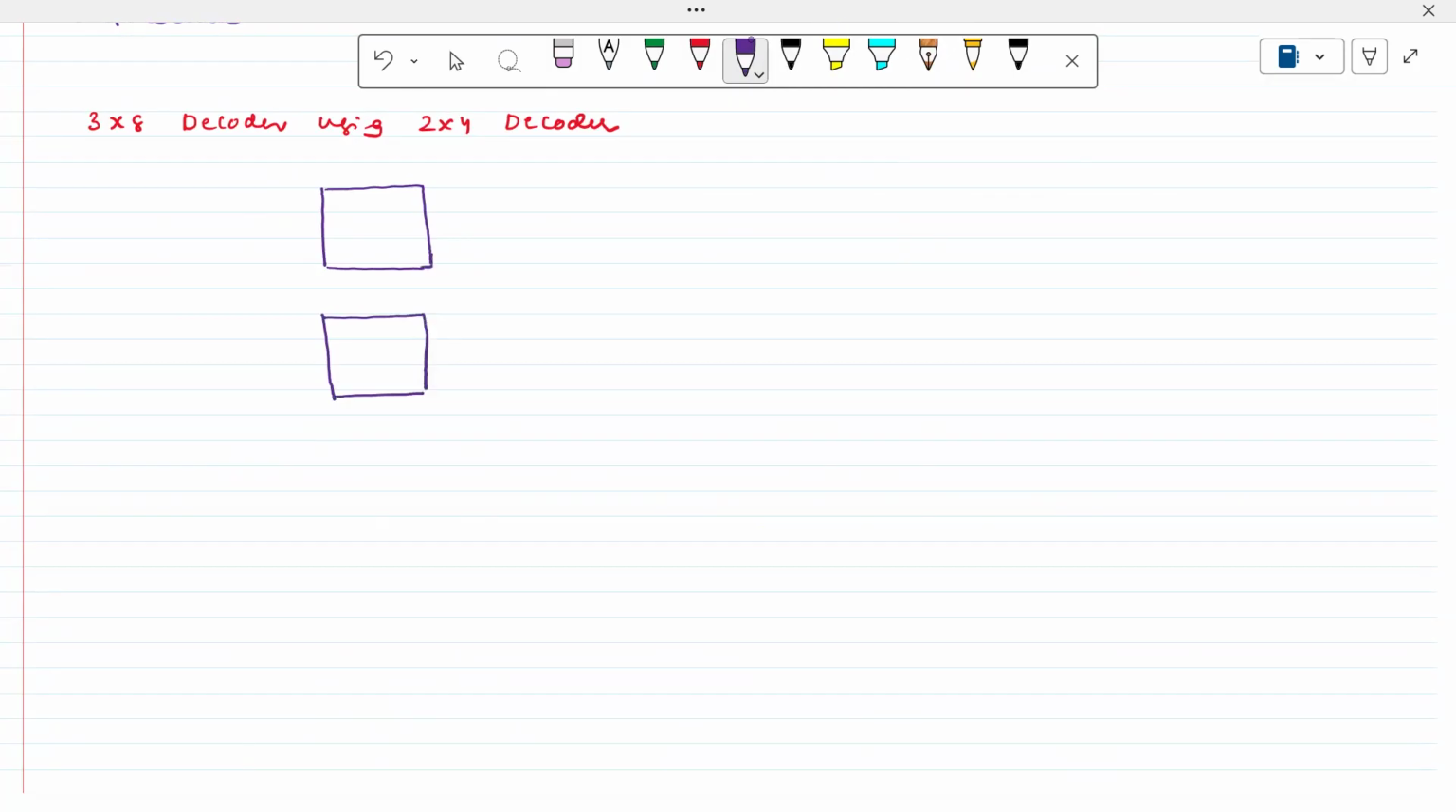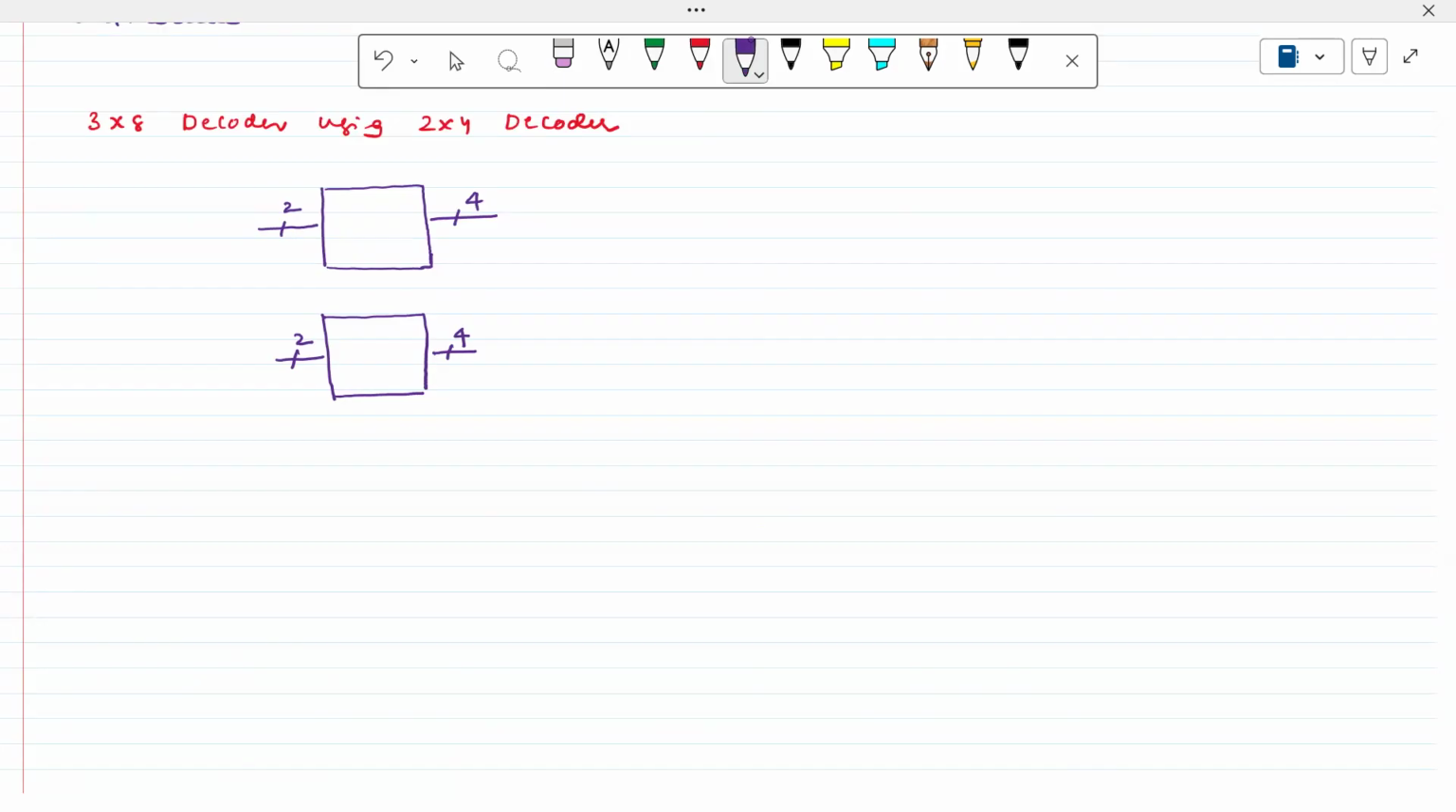Two 2x4 decoders I have to consider. Okay. And then I have to produce this, which is producing four output lines. This is also producing four output lines. But how many do we have to take here? Only two input lines. So far we have seen this one only: two input lines, four output lines.